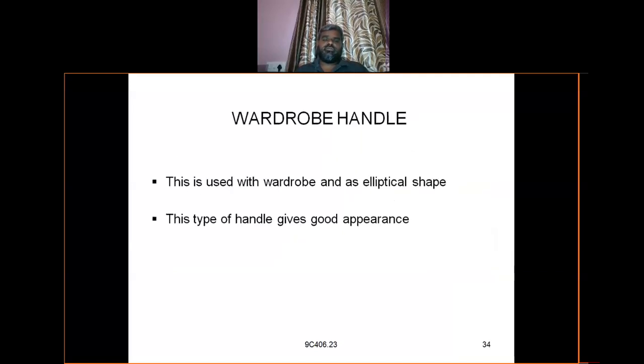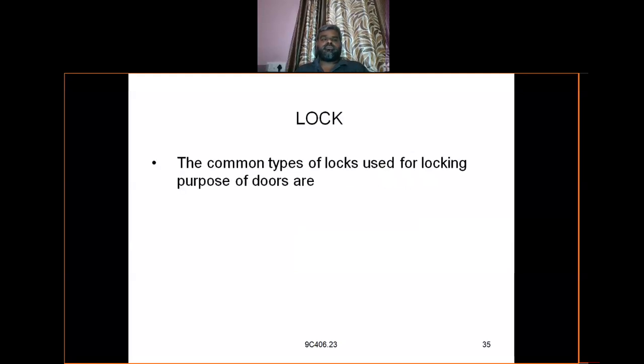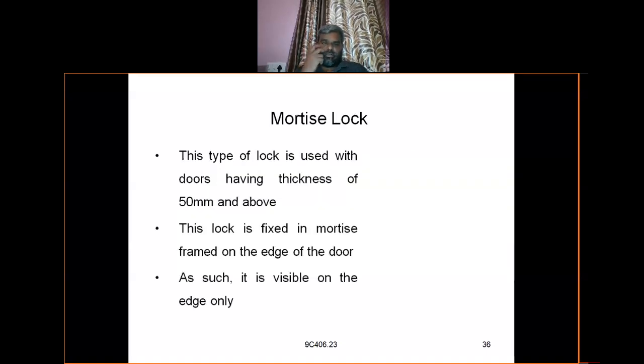This is used with wardrobes, almaras, and has an elliptical shape. This type of handle gives a good appearance. And locks. The common types of locks used in doors: mortise locks, cupboard locks, padlocks, and rim locks. Mortise lock means that this type of lock is used with doors having thickness of 50 mm and above.